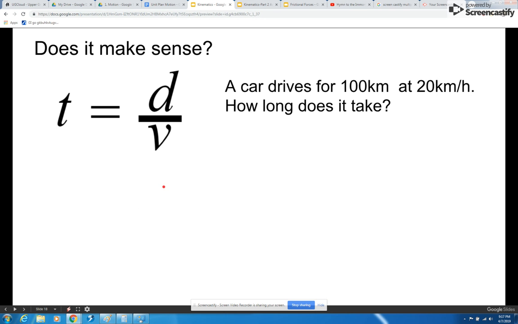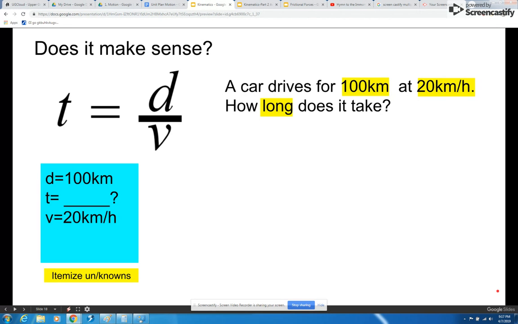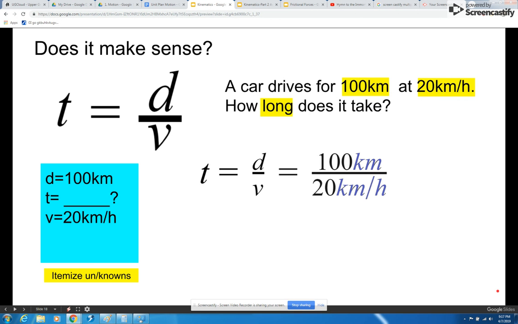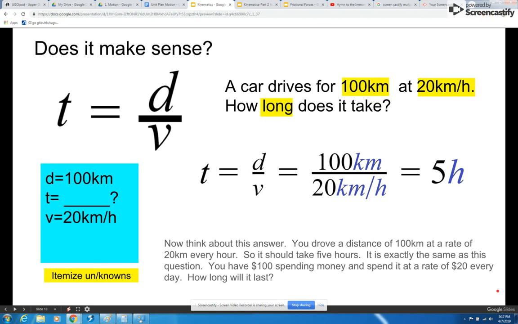So let's try with a car driving. A car drives a distance of 100 kilometers at 20 kilometers an hour. How long does this journey take? And we hit this problem in the English language that "long" is being used as a unit of time right here. Watch for that when you're tired. We itemize our knowns and unknowns. We have our formula, put in our values, keeping our units, and we get 5 hours.